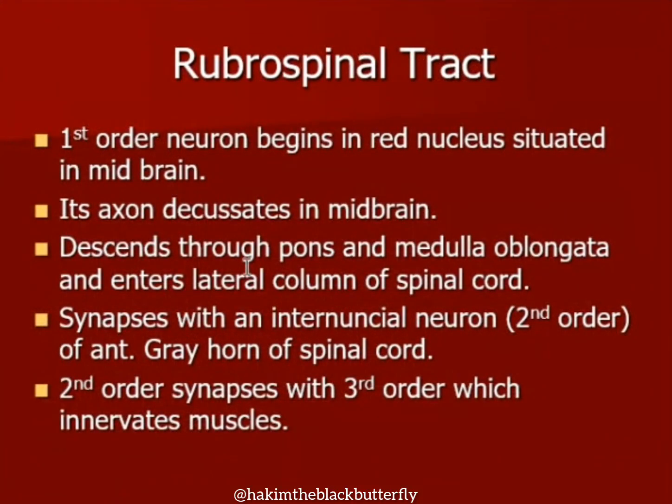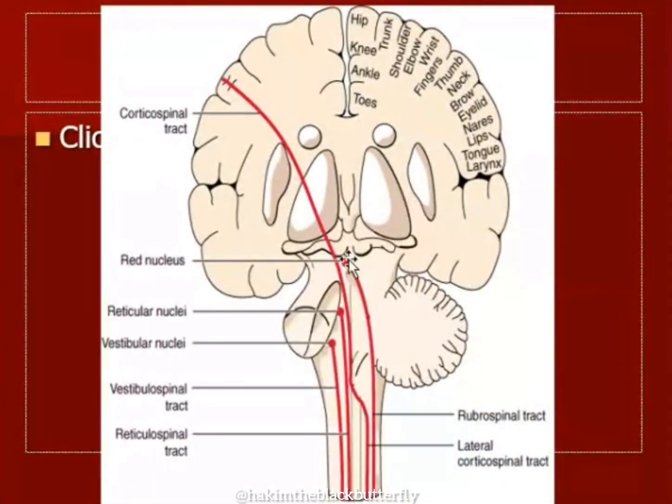So the first order neuron in the rubrospinal tract originates from the red nucleus of the midbrain. So this is the red nucleus of the midbrain, where the first order neuron, which is the upper motor neuron, originates from. Then this upper motor neuron crosses to the opposite side, and it will descend as the rubrospinal tract to the spinal cord.